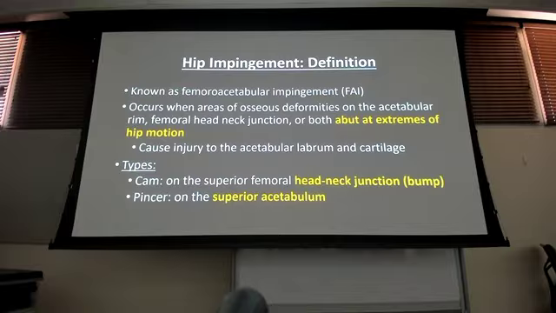And you have two different types. Okay, the cam deformity. Right? That is where we're concerned about that head-neck junction. Okay, and it's going to cause a bump. Okay, so when we get to their x-rays, I'll characterize that a little bit more. The pincer, though, that's going to be on the converse side, so that's going to be the acetabulum. Okay, so that's what we're talking about, that superior acetabulum.